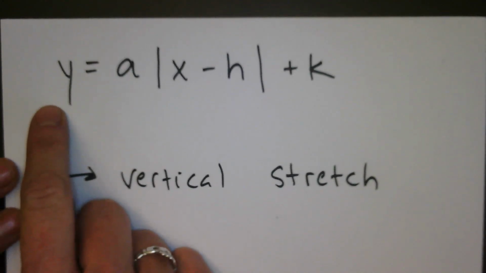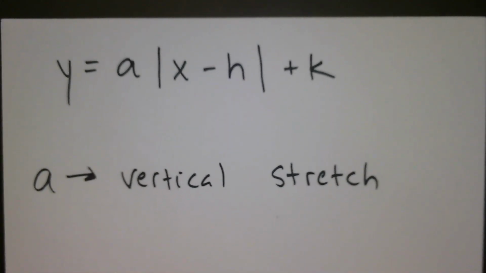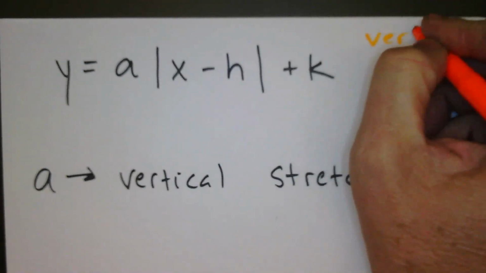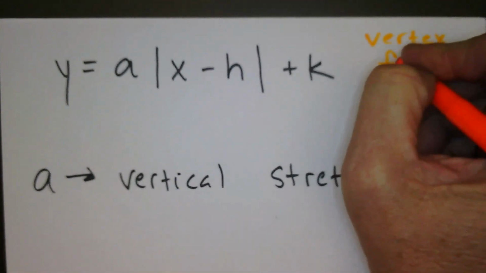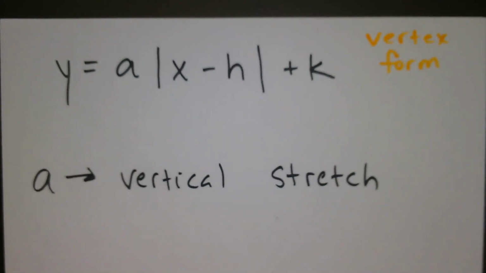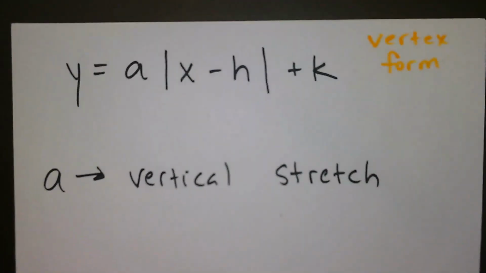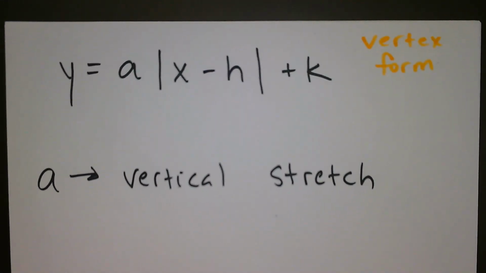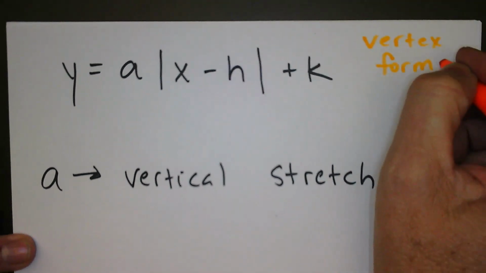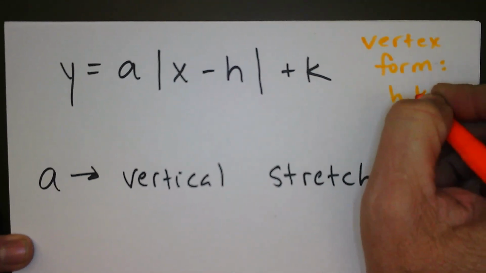Okay, so we're going to take a look at this, which is sometimes called vertex form for an absolute value function. So it's vertex form. And the reason is you can actually get the vertex directly from this equation just by looking at it. The vertex actually is (h, k), which will make more sense as we go through this.